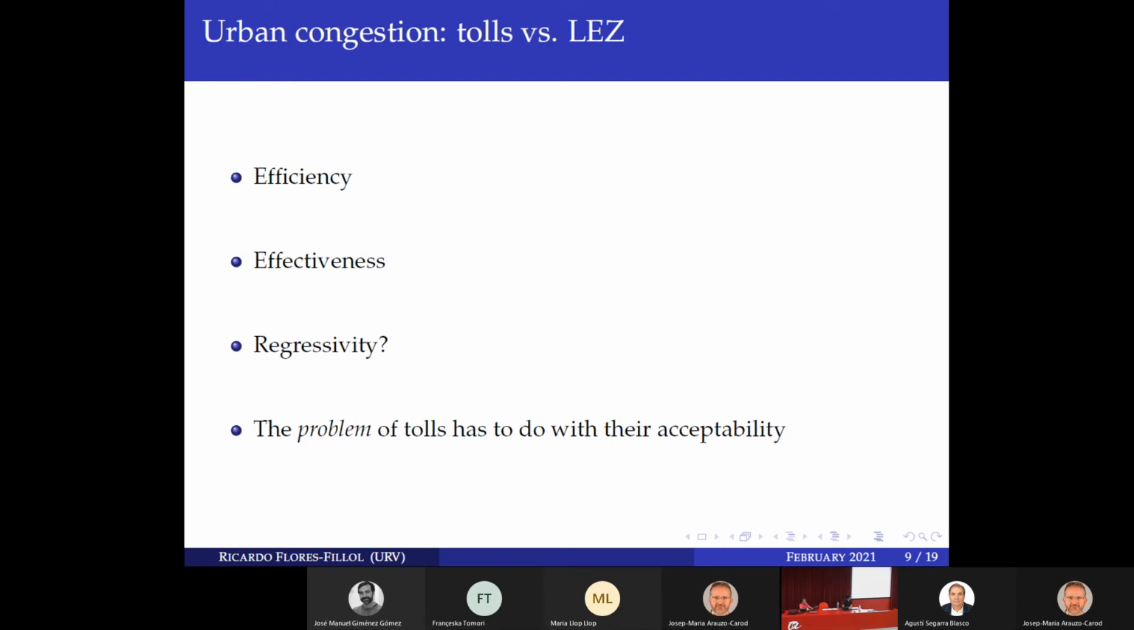And instead, tolls are very unpopular and are much less regressive, more effective, and especially more efficient than low emission zones, okay? Than quantity-based restrictions in general. So there is a big problem in terms of social acceptability of tolls in general.